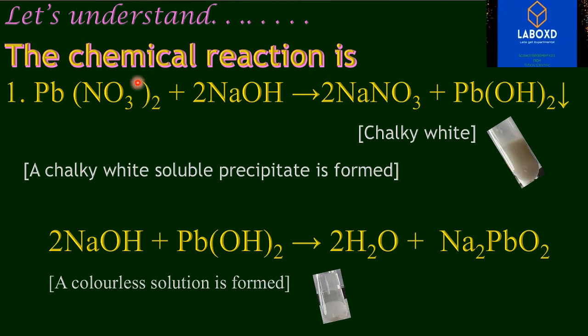The chemical reaction is Pb(NO3)2 lead nitrate plus NaOH sodium hydroxide reacts to give 2NaNO3 sodium nitrate plus Pb(OH)2 lead hydroxide. It is a chalky white soluble precipitate.